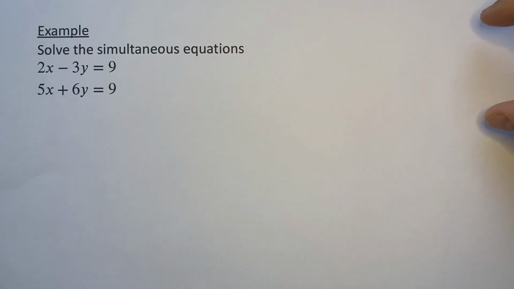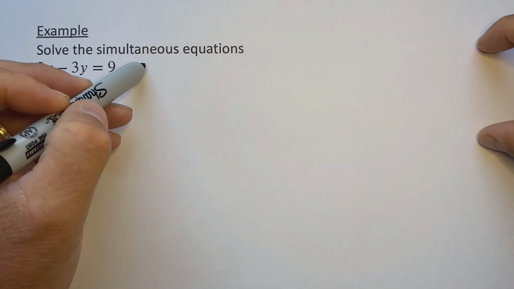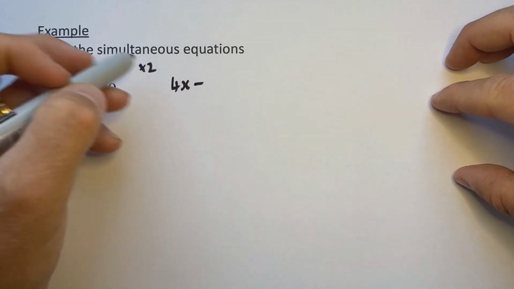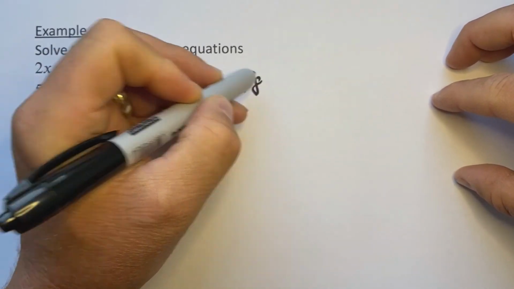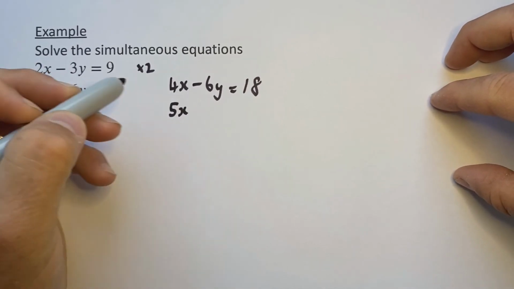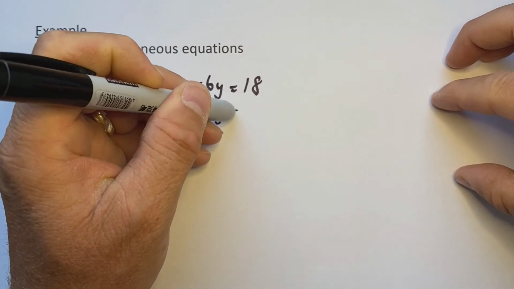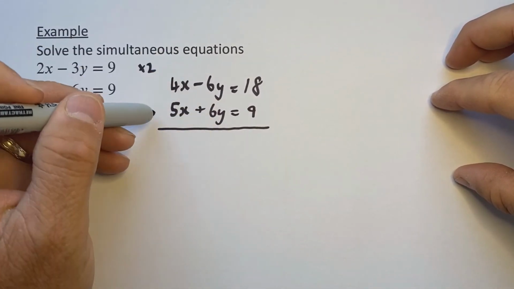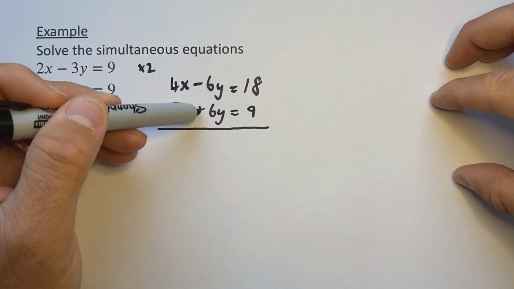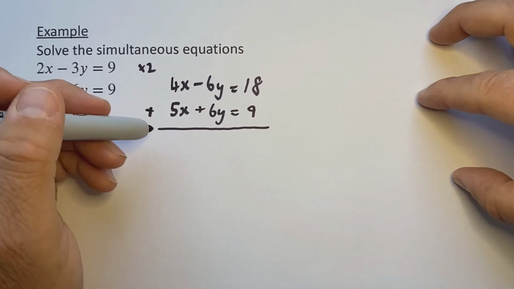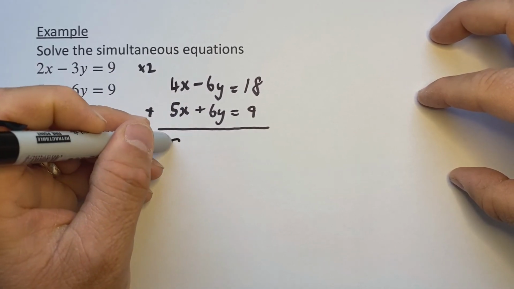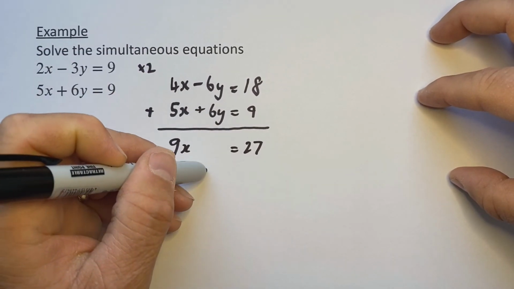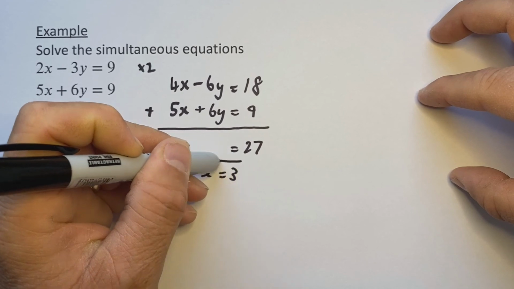So in this particular setup, it would be easier to times that one by 2. So that would give us 4x minus 6y equals 18. Therefore, with the 1 underneath it, we're able to eliminate the y's by adding the two equations because they're both different signs, as I pointed out previously. So therefore here we would get 9x, and here, adding these together, we get 27. That belongs to your 9 times table, 3 times.